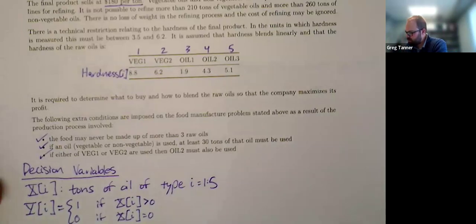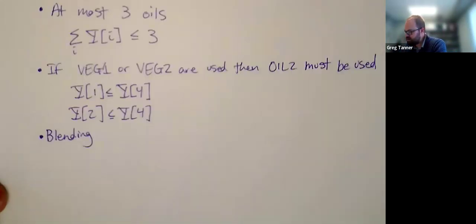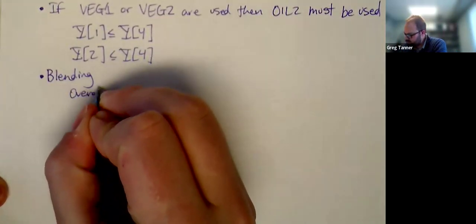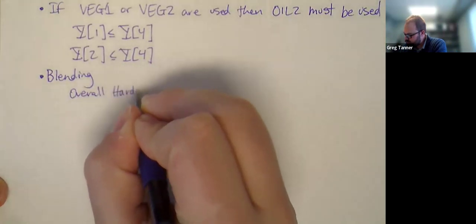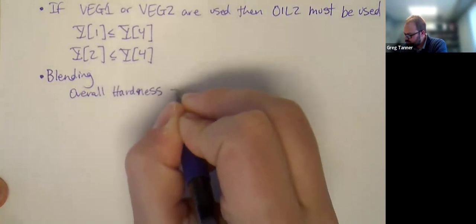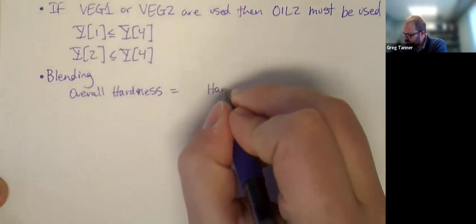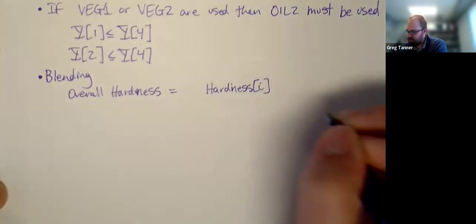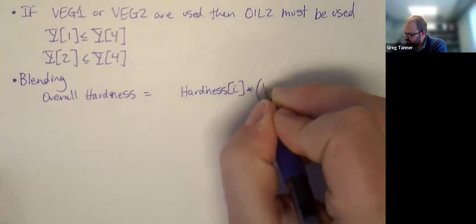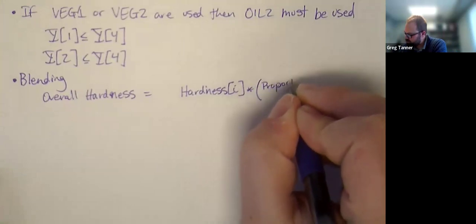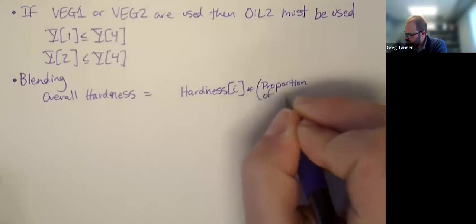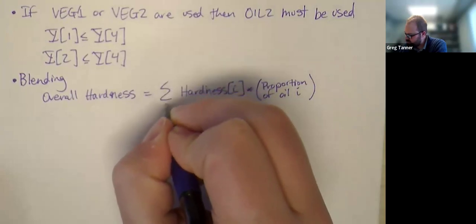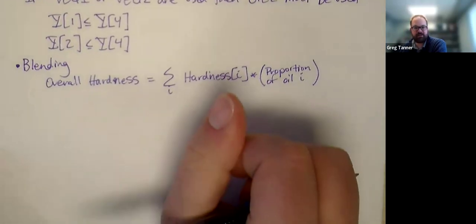Maybe I'll write out what it means for it to blend linearly. It essentially means that overall hardness equals each of the individual hardness, so hardness of i, times proportion of oil i. And then we'd sum over each of the i's.